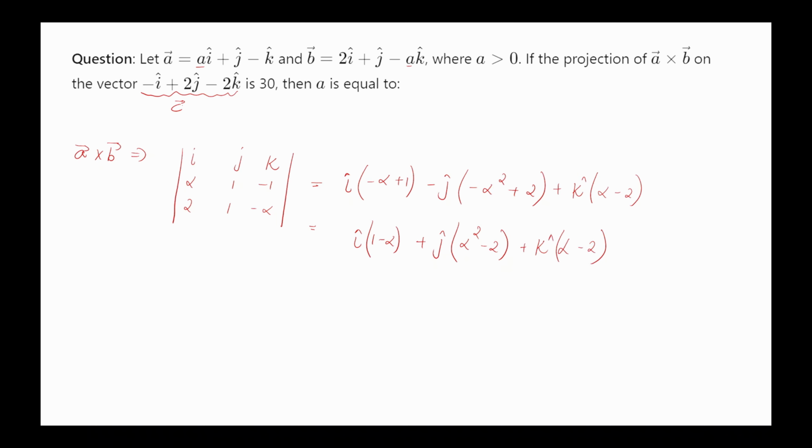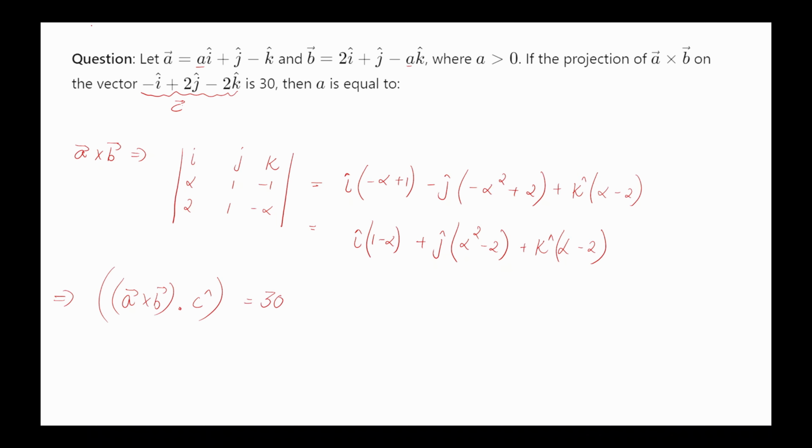Now what have they told us? That A vector cross B vector, when its projection is taken on my C vector, the magnitude is coming out to be 30. That means when I take the projection of A vector cross B vector on C vector, so it is going to be C cap here, this value comes out to be 30. This is what the question is trying to tell us. Now based on this, since we have our A vector cross B vector in terms of alpha, and we have C cap, we can find out what our alpha is going to be.